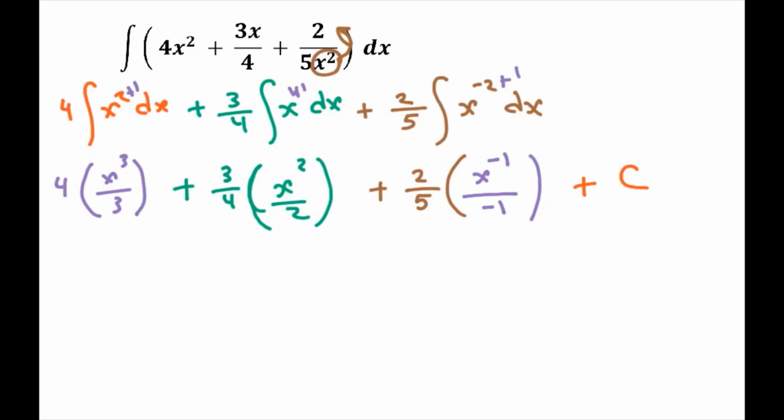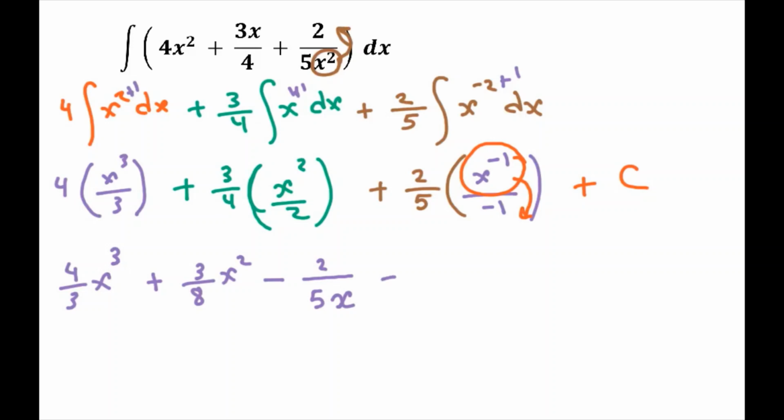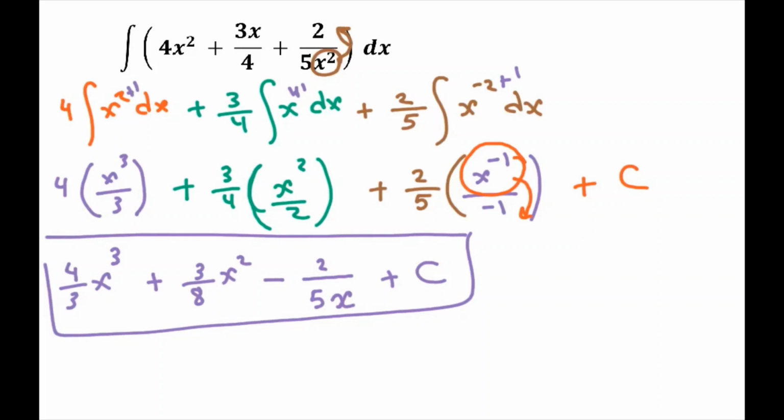Now it will be the final answer: 4 over 3 x cubed plus 3 over 8 x squared minus, because negative here, remember, negative 2 over 5 and x to the power of negative 1. Now we will return it back down and it will be 1 over x, and then plus c. In order to check your answer, you can find the derivative of this function. You are supposed to get whatever you have here.